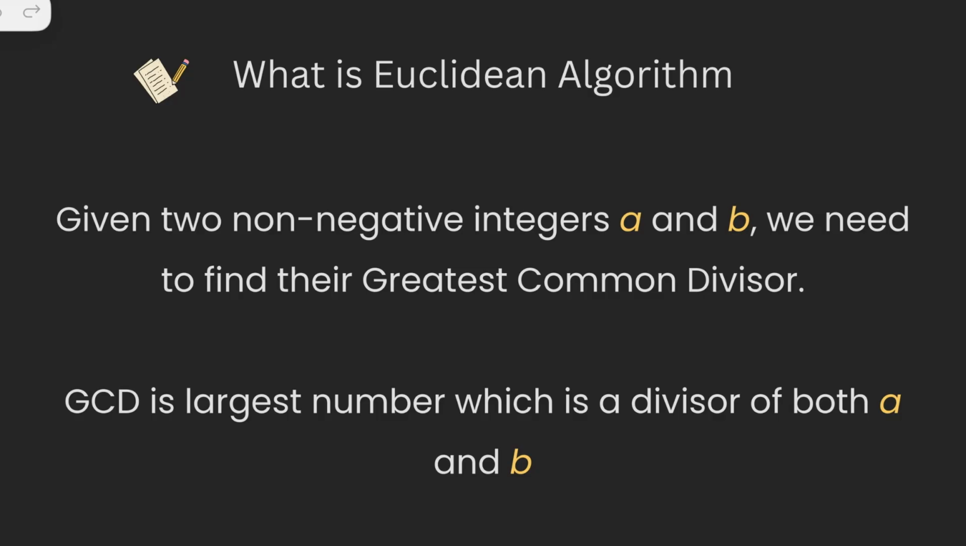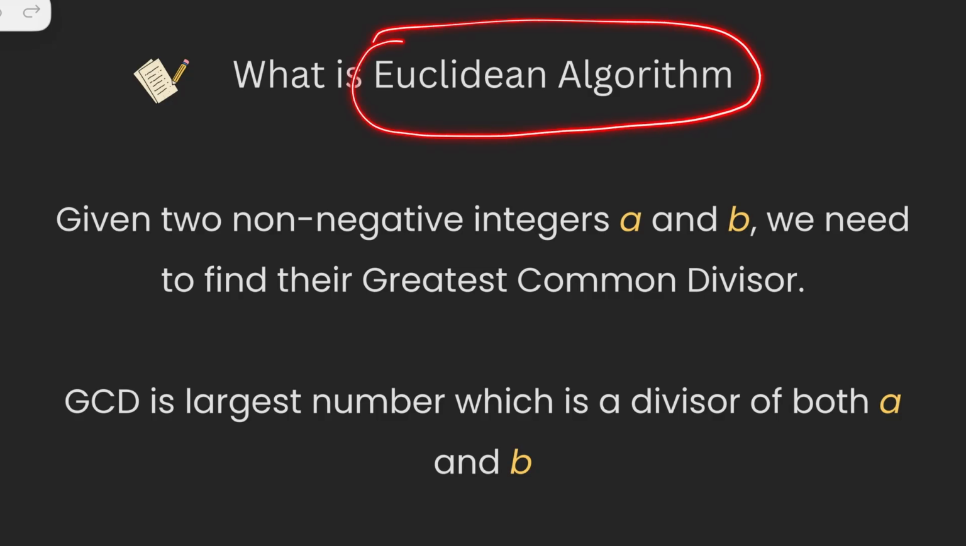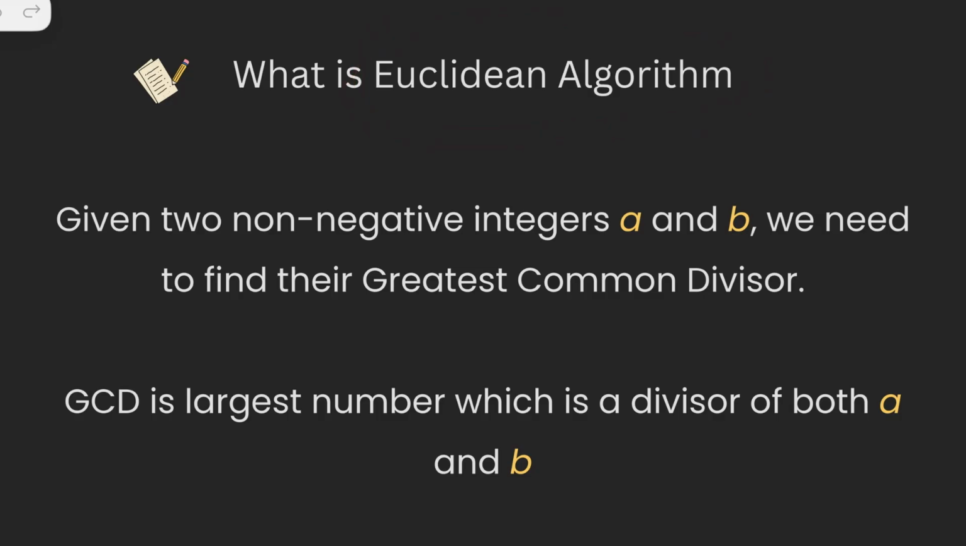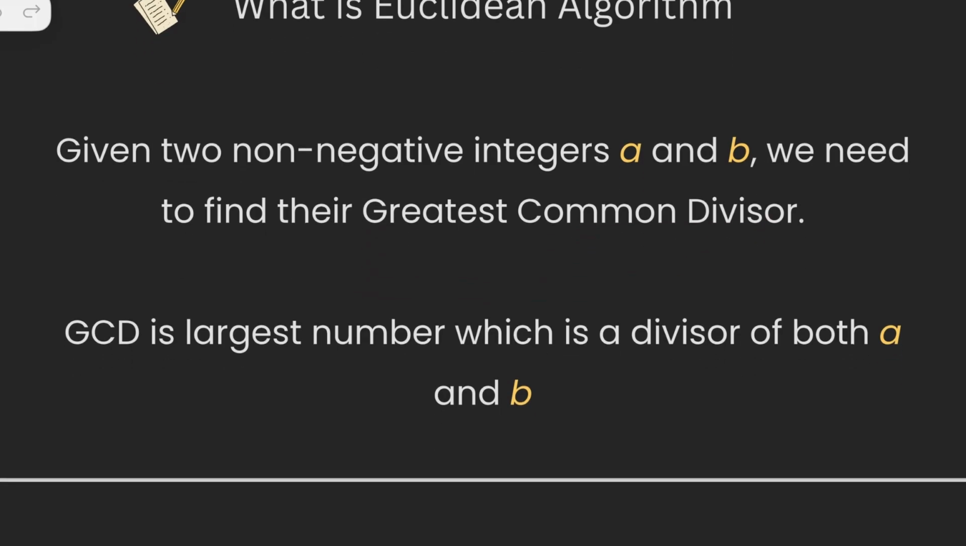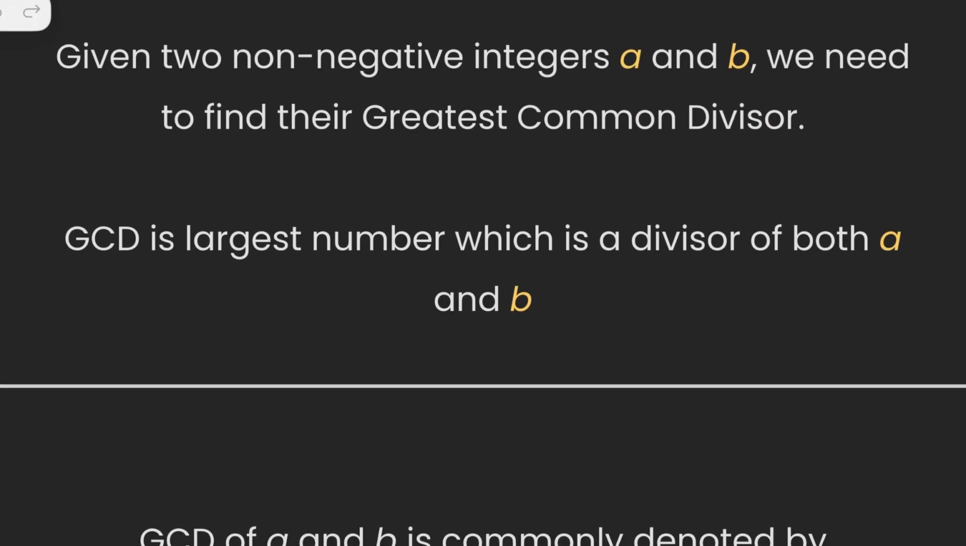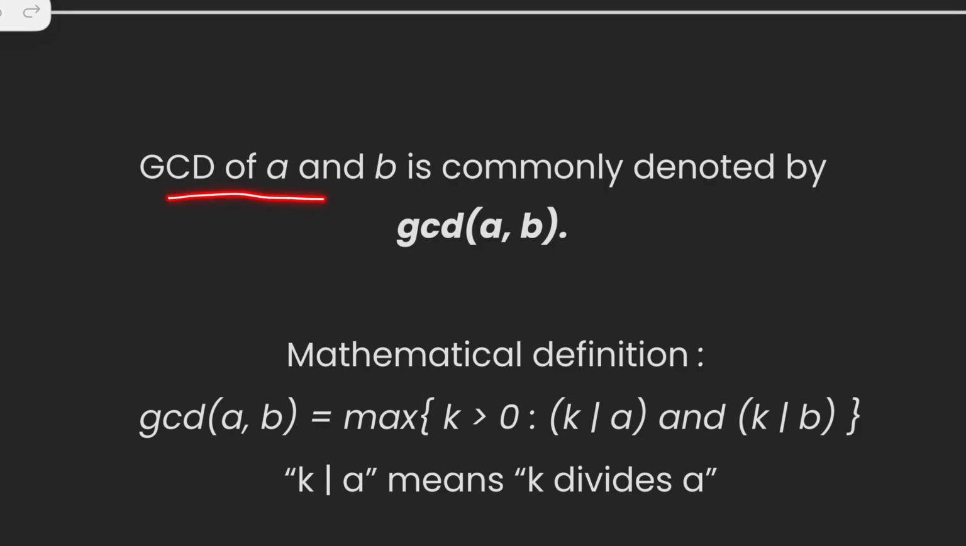Let's try to understand this algorithm directly by taking an example. Let's say they have given you two non-negative integers, a and b, and you need to compute the greatest common divisor, that is GCD. So what is a GCD? GCD is just the largest number which divides a and which also divides b. So GCD of a and b will be commonly denoted as GCD(a, b). Throughout this video, we will use this particular representation only.